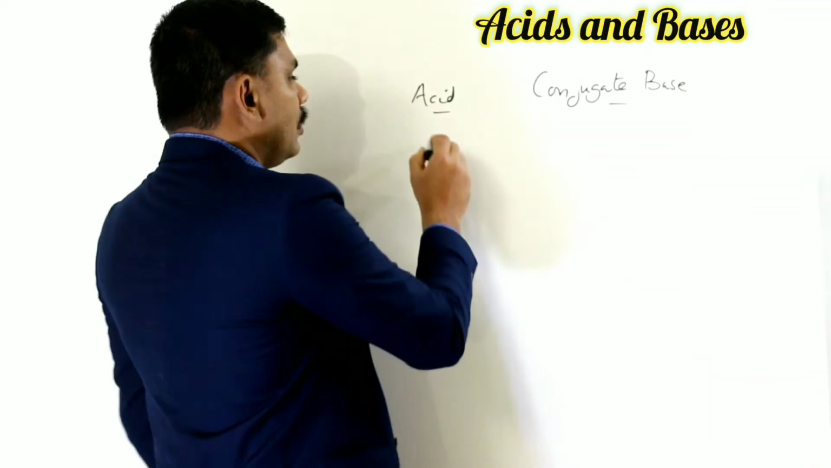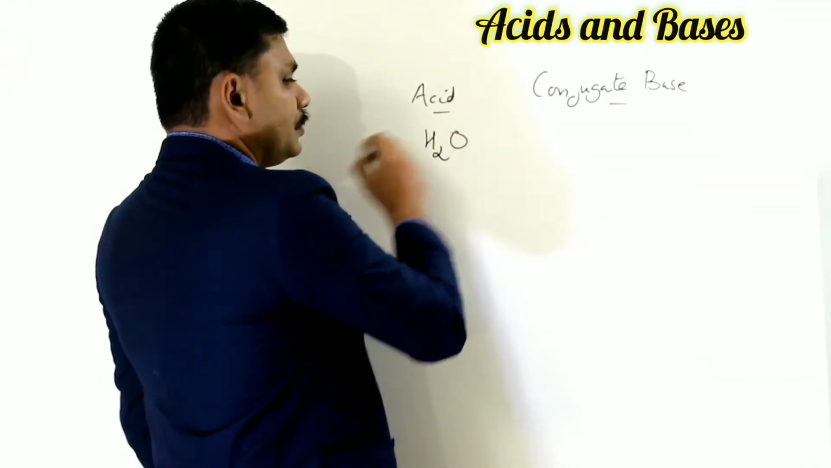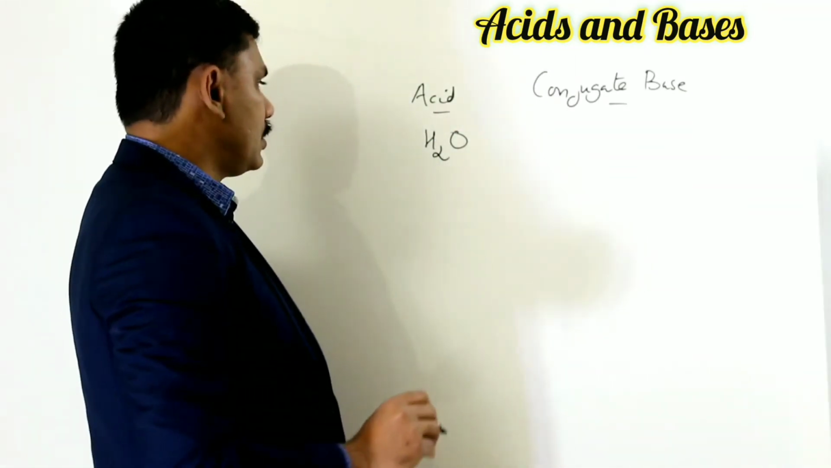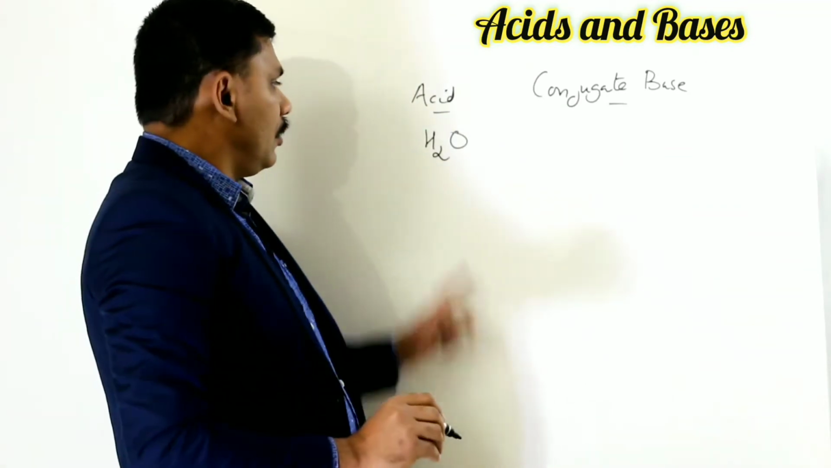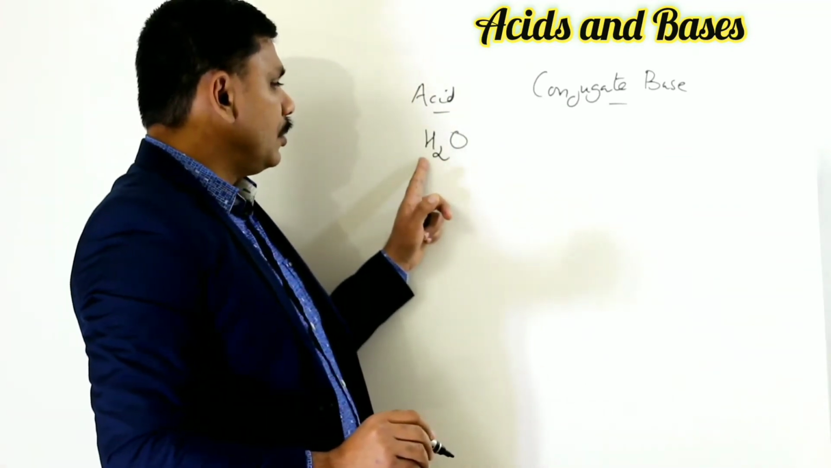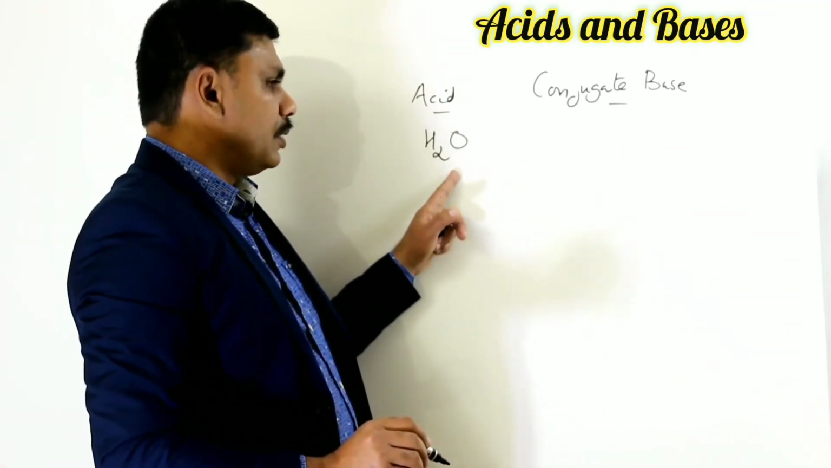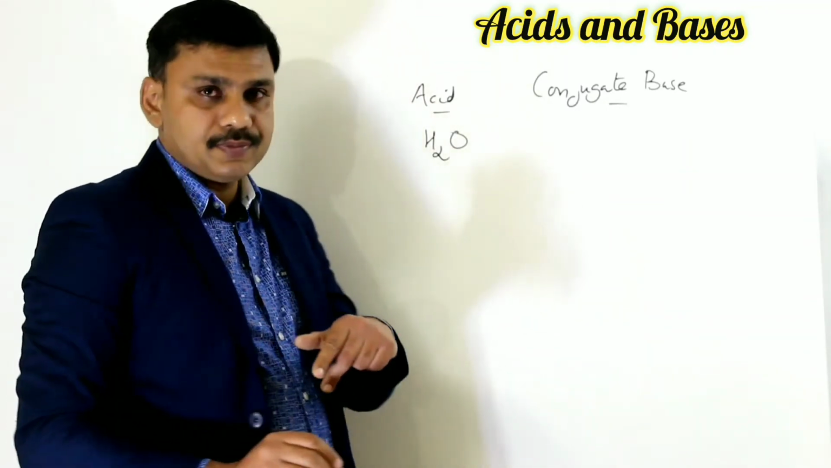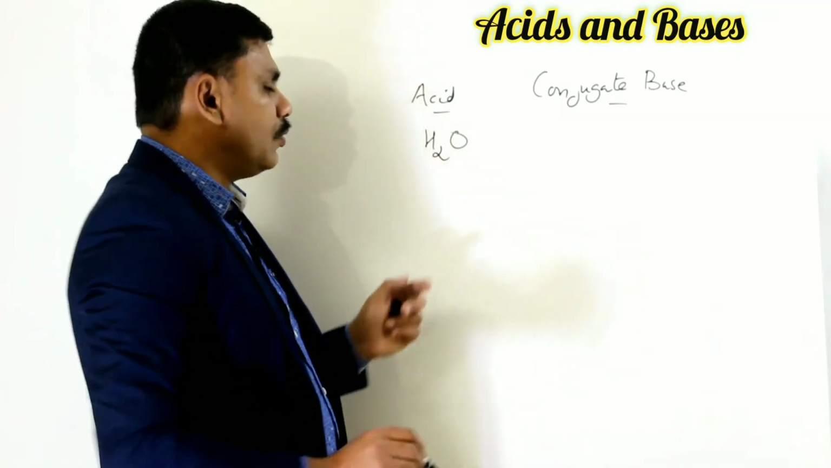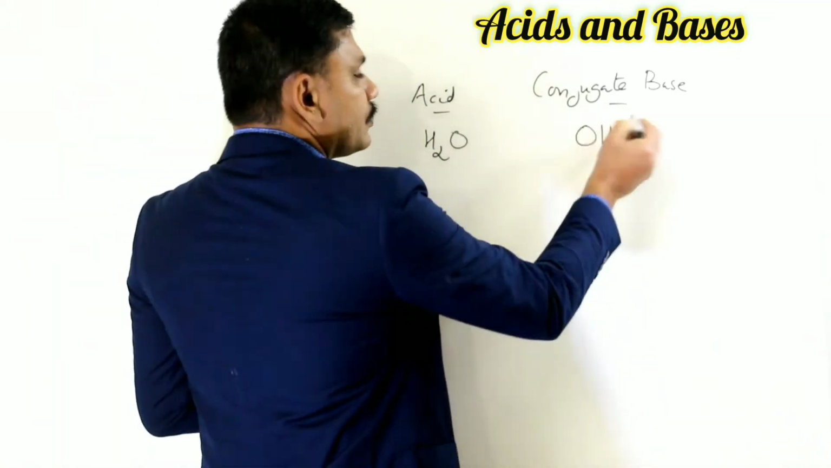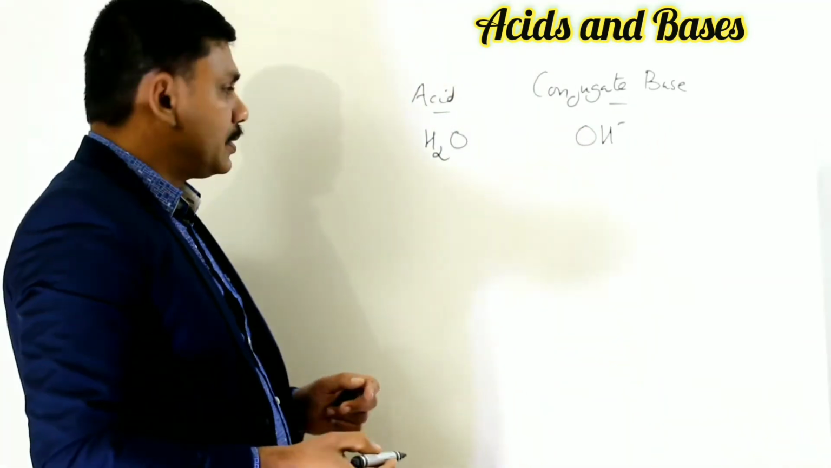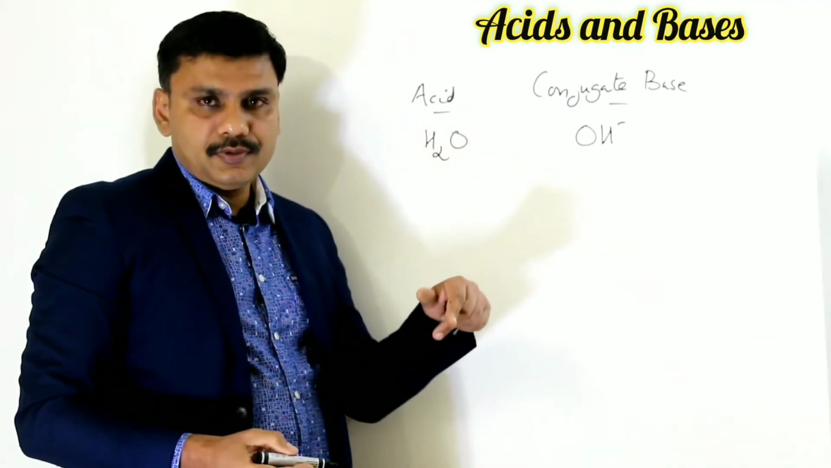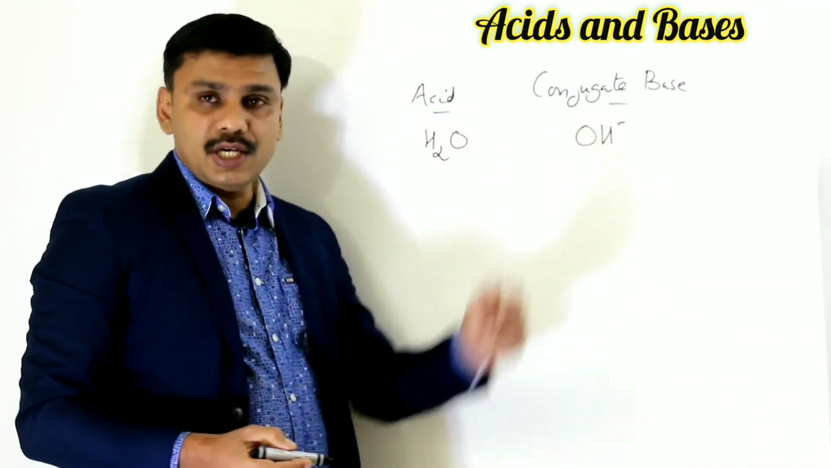For example, H2O. If you consider H2O as an acid, from H2O remove a proton. So that means H plus is removing. You will get OH minus. Remove a proton from H2O, you will get the conjugate base.